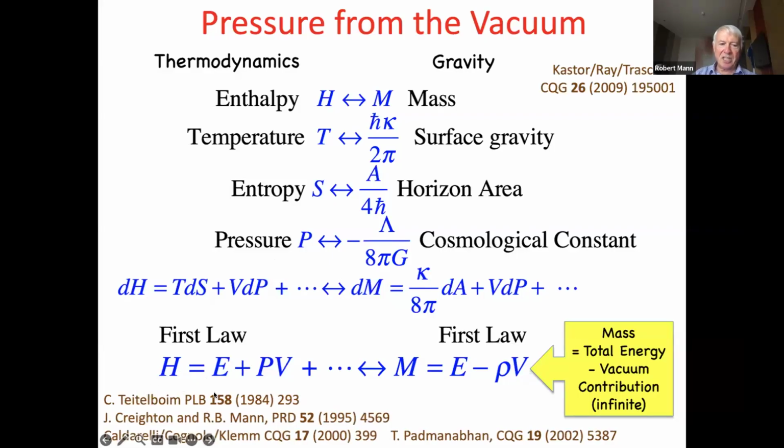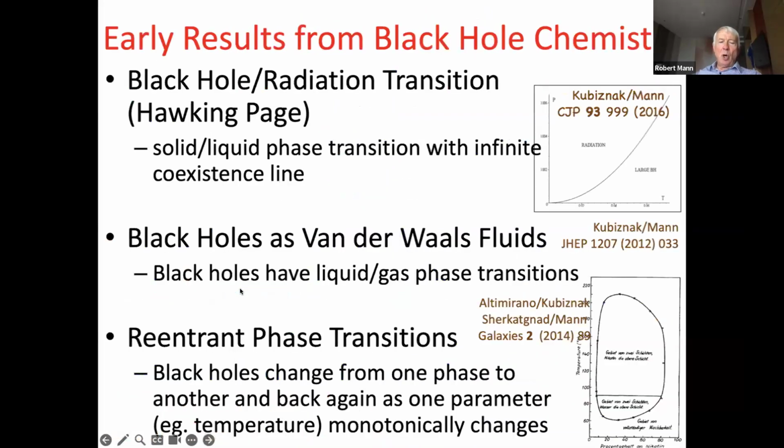Although pressure as cosmological constant was formalized in this paper, there are hints that it happened earlier. There were discussions of making the cosmological constant a thermodynamic variable that go back to the 1980s, and actually Jolyon Creighton and I formulated it in the 90s, but we didn't worry much about the conjugate variable of the volume, and black hole chemistry necessarily incorporates that.